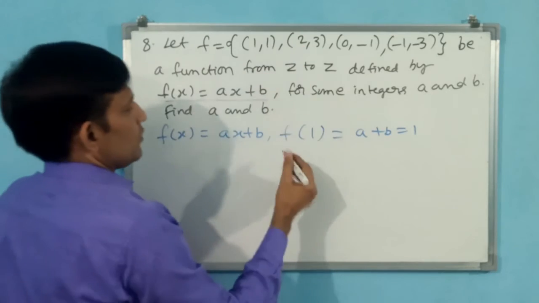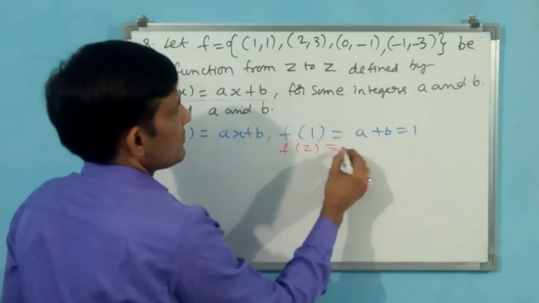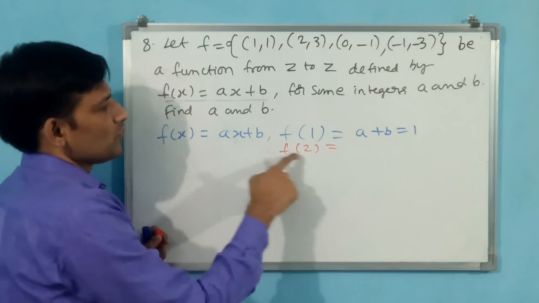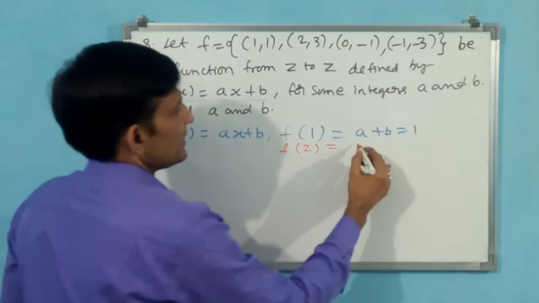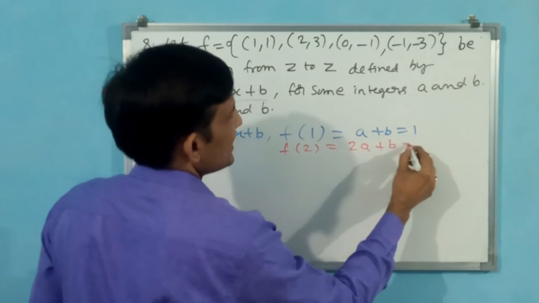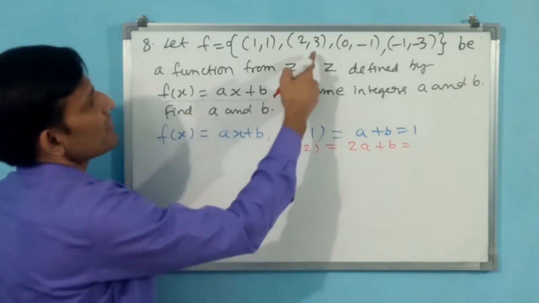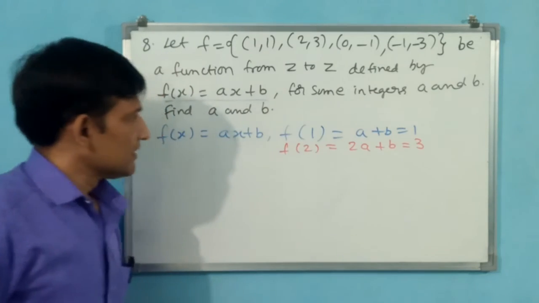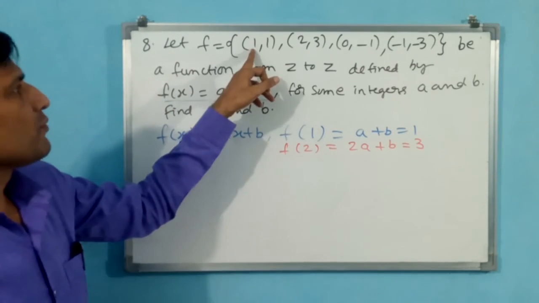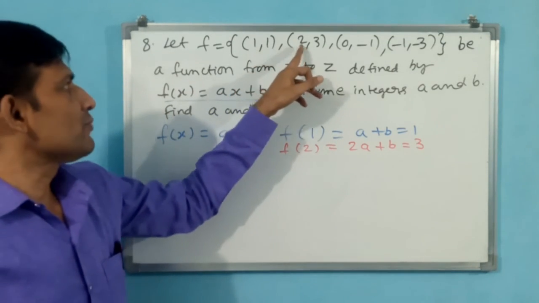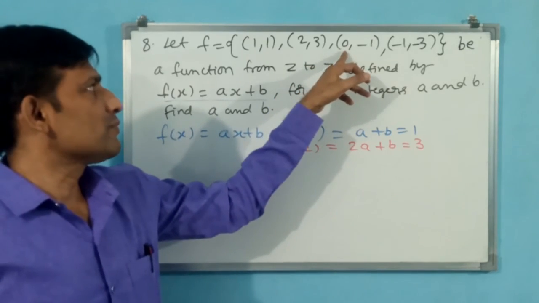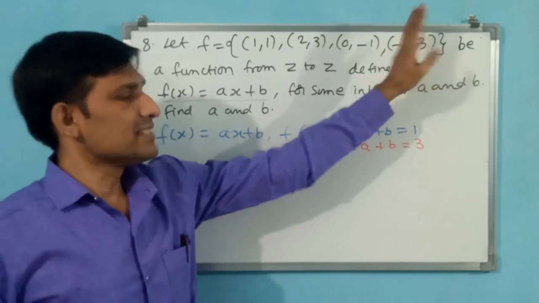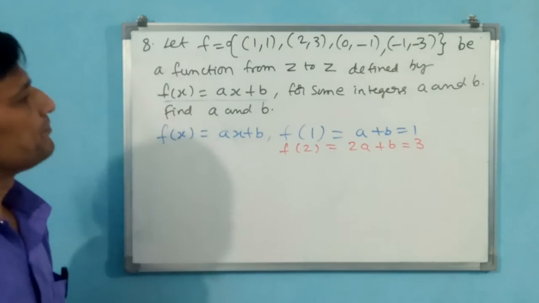Now I give 2 also. f of 2 is equal to 2 into a, here x is 2, so 2a plus b. 2a plus b is equal to, how much is coming? 3 is coming. That means if you give 1 as input, 1 is output coming. 2 as input, 3 is output coming. 0 as input, minus 1 is output coming. Minus 1 is domain, minus 3 is range. Like that you have to think.